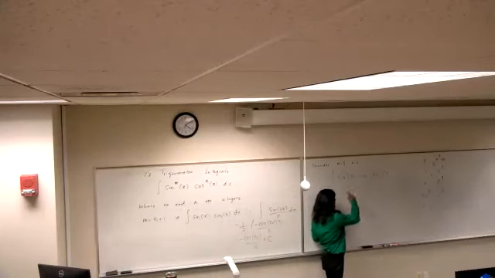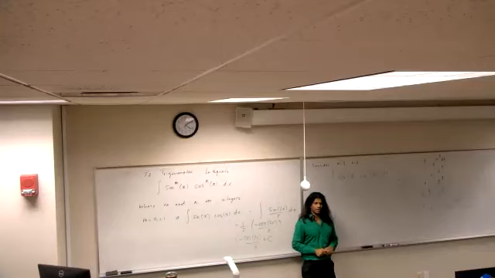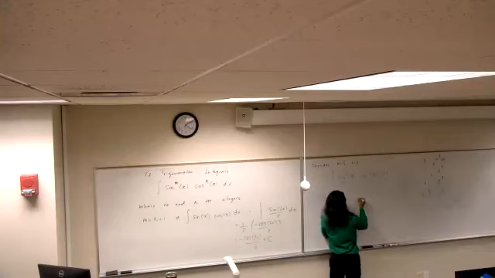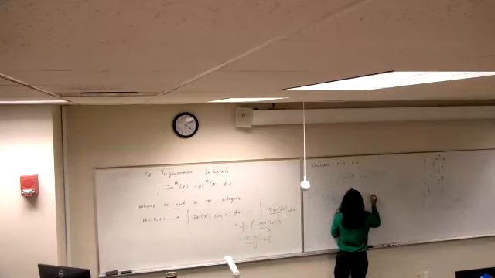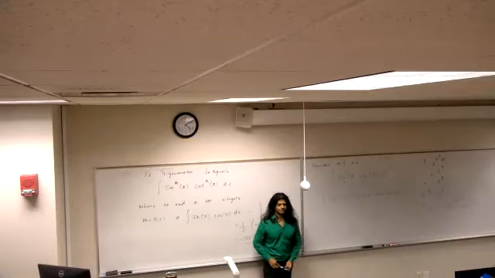What I cannot deal with is cosine cubed x. However, I can rewrite it. So I'm going to split this up as sine squared x, sine x, cosine squared x, dx. Good.